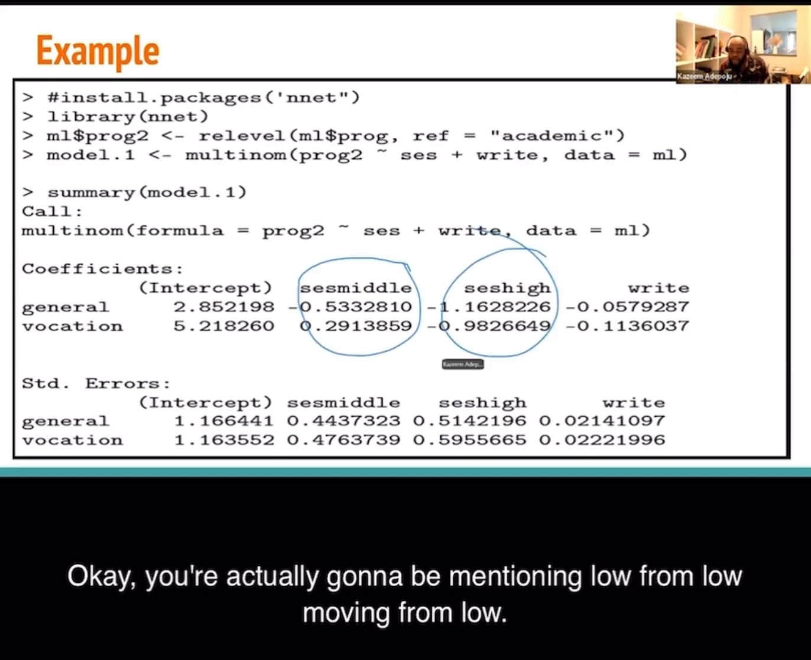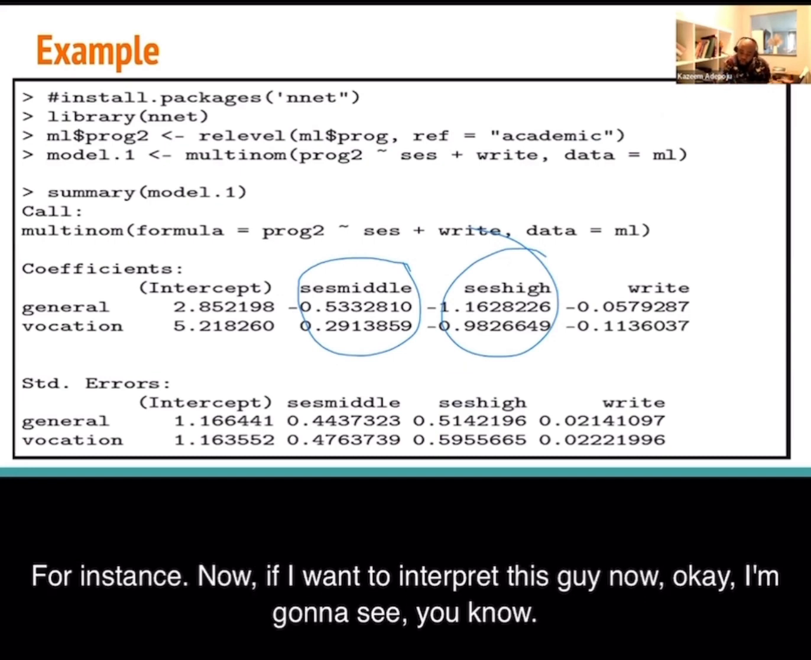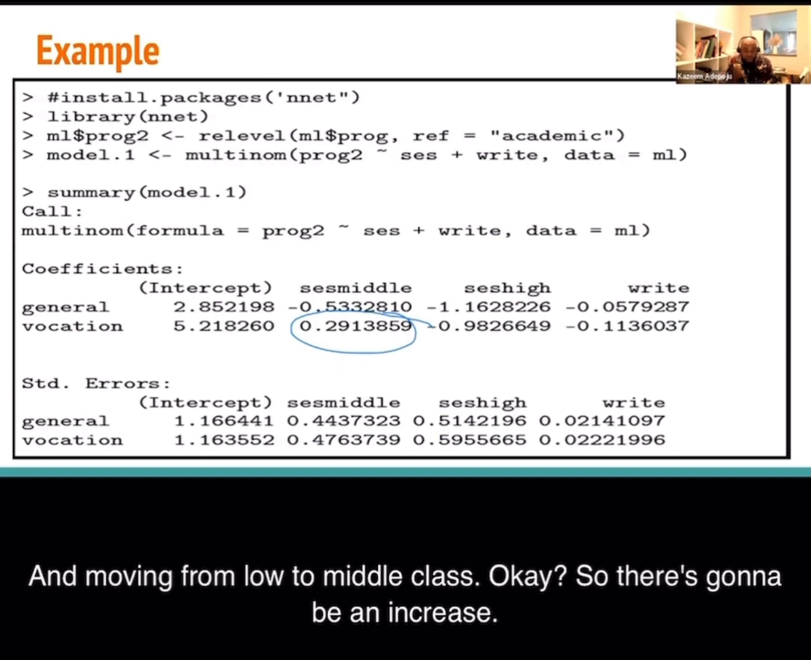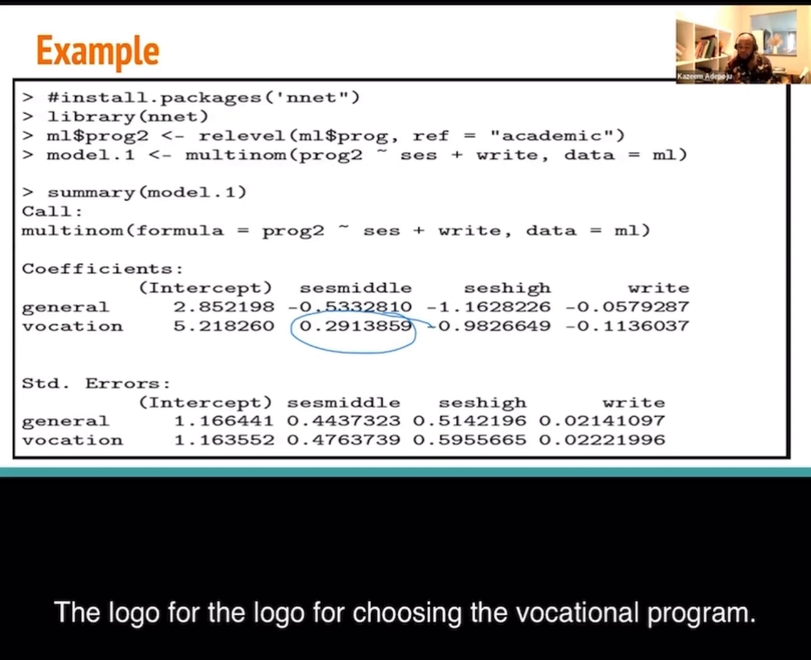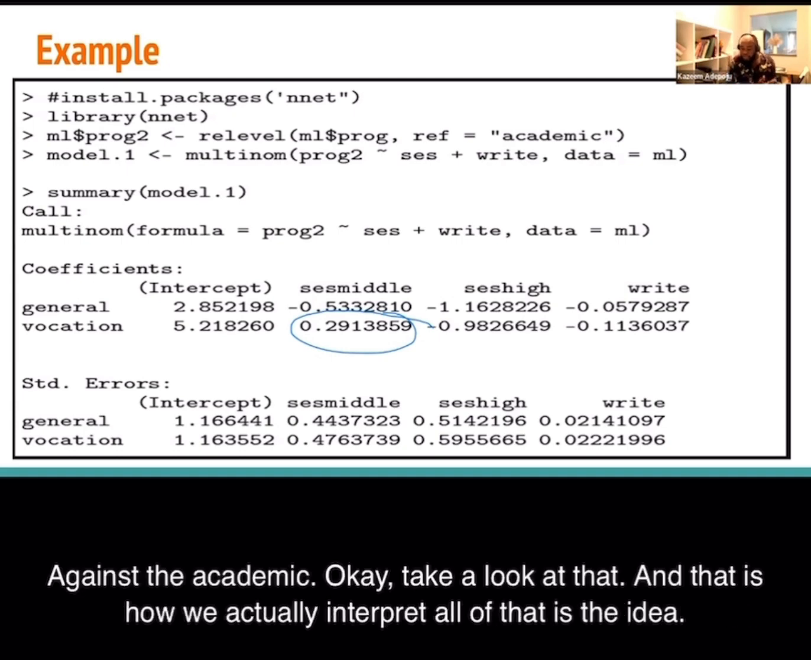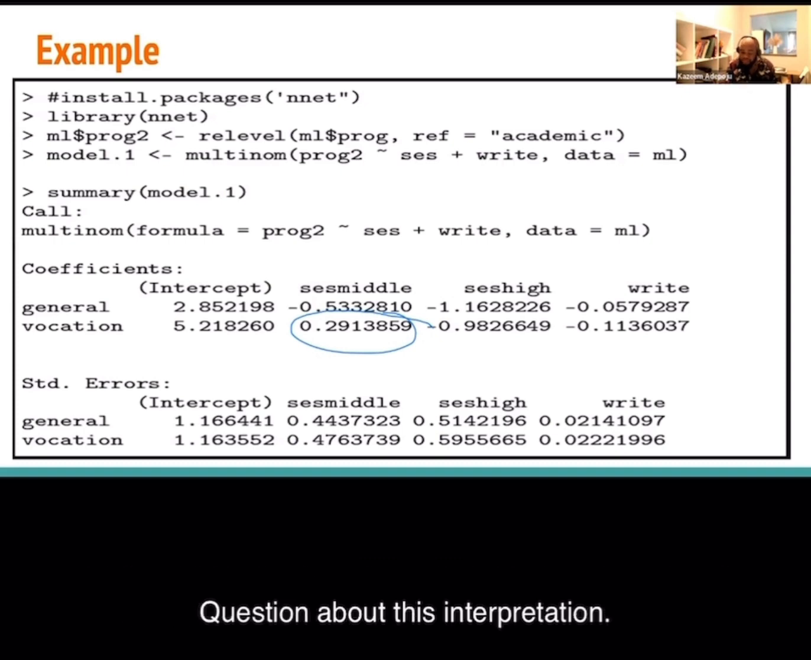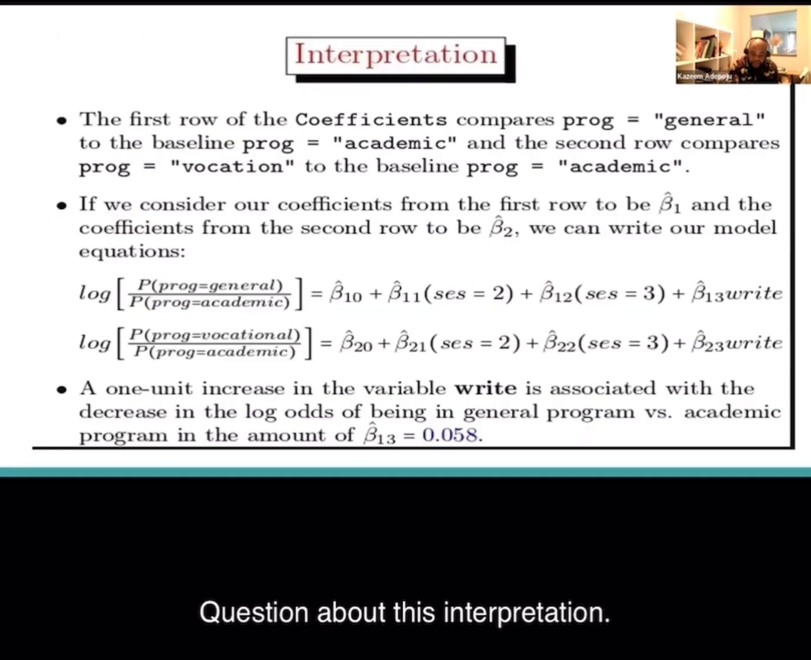Anytime you want to interpret anything that has to do with this, you're actually going to be mentioning low, moving from low. For instance, if I want to interpret this now, I'm going to say moving from low to middle class, okay? So there's going to be an increase in the log odds for choosing the vocational program against the academic. Take a look at that. And that is how we actually interpret all of that.